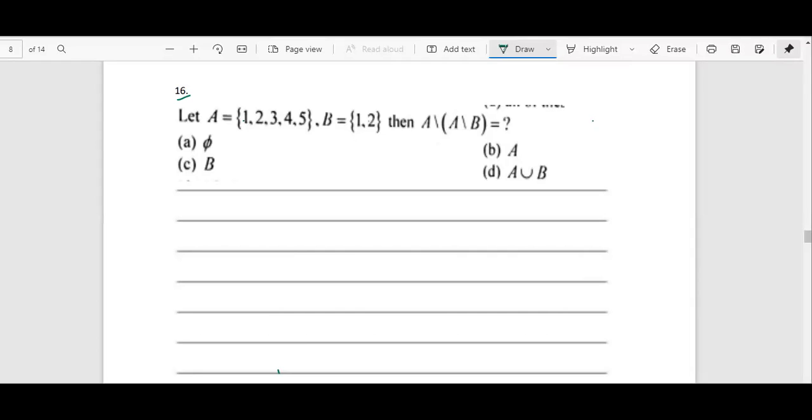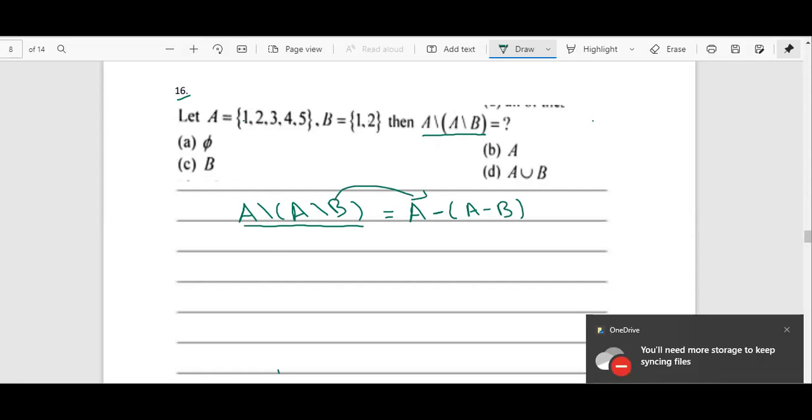So let's get started. Question 16 says let A equals {1, 2, 3, 4, 5} and B equals {1, 2}. Then we have this question. Okay, we need to find this. Let's just write it down in a simple form which is easily understandable by us. So this is basically this. I can write it as A minus B. Okay, so I can write this form into this form because this form is easily understandable.